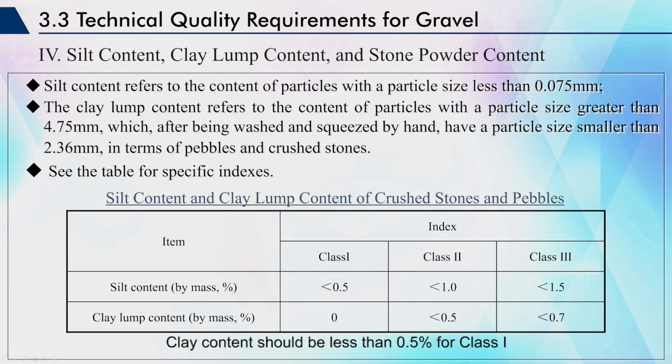Clay content should be less than 0.5% for Class 1, less than 1.0% for Class 2, and less than 1.5% for Class 3. Clay lumps and fibrous particles content should be 0% for Class 1, less than 0.5% for Class 2, and less than 0.7% for Class 3.